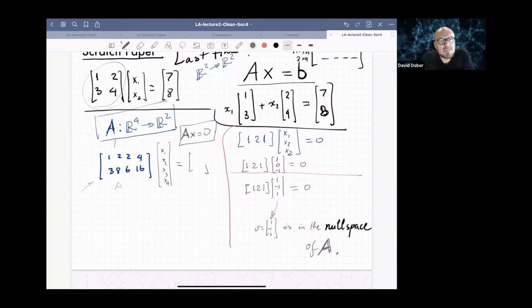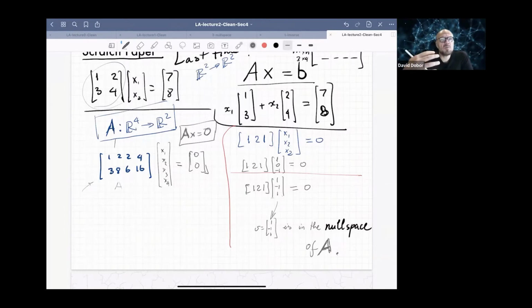So A in this case is a 2x4 matrix. I'm applying it to a 4-dimensional vector. Out comes, this time, a 2-dimensional 0 vector. So I'm going to have a 0, 0 on the other end when I apply it. And I want to know what's in the null space of A. So solving a homogeneous system of equations corresponds to determining what is in the null space of A.